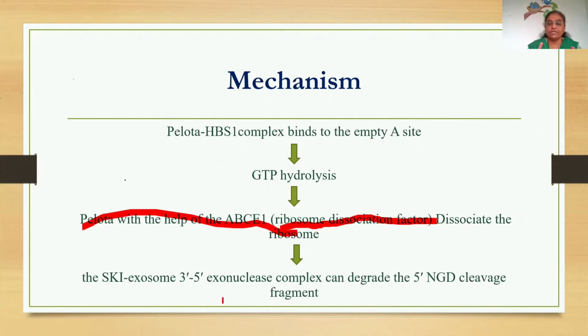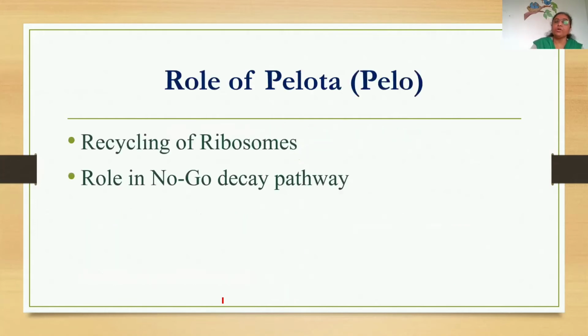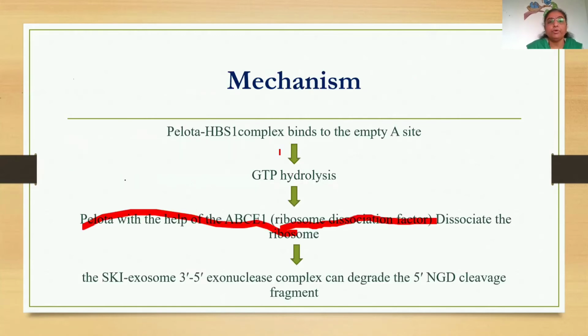Have I understood up to this? Now, the role of Pelota, we just saw its role. It is in the no-go decay pathway to release the ribosomes, and its role is in the recycling of the ribosomes. How? Pelota with the help of ABCE1.